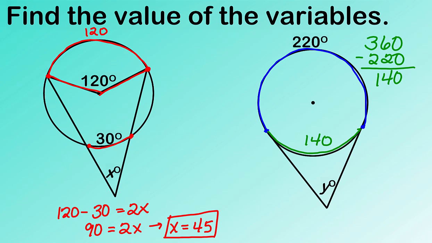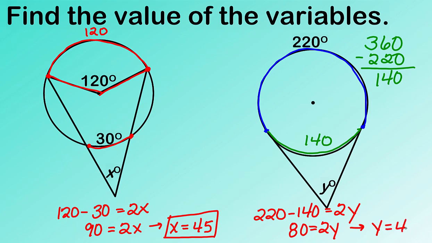So now I can just treat this like any other problem. 220 minus 140 is equal to 2 times the angle y. 220 minus 140 would give me 80. And then I'd be able to find that the angle is equal to 40.